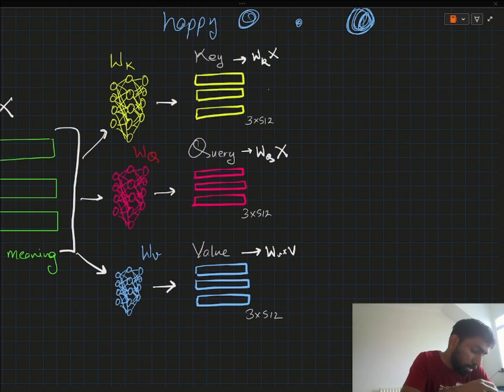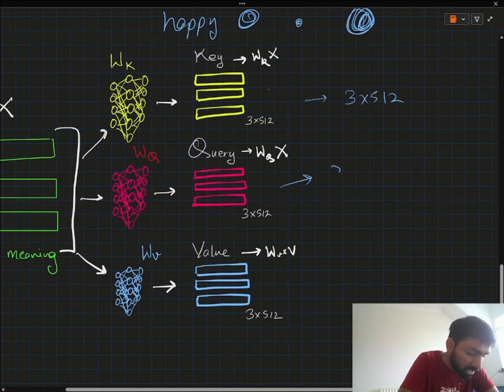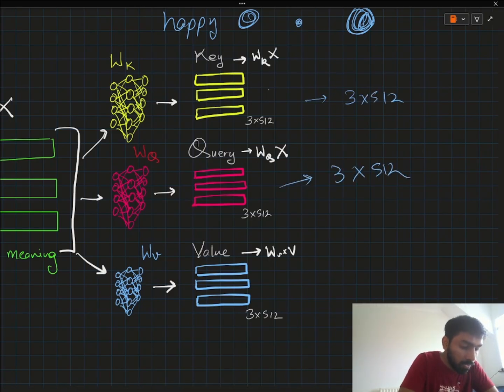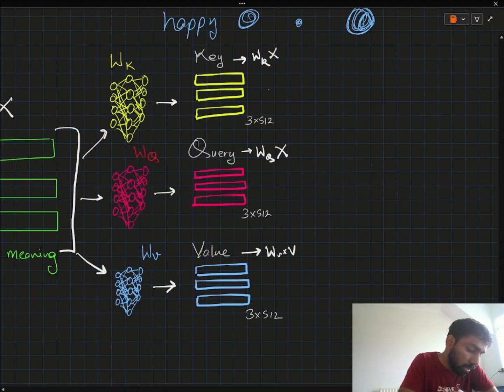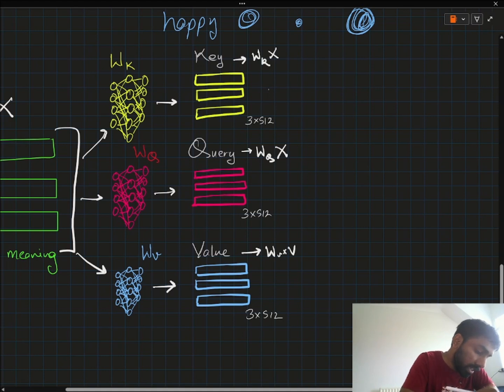And how will we do it? Because now that both of these are 3 cross 512, and this is also 3 cross 512, we cannot multiply both the matrices of the same dimension, right? So what we will do is we'll transpose one of these.